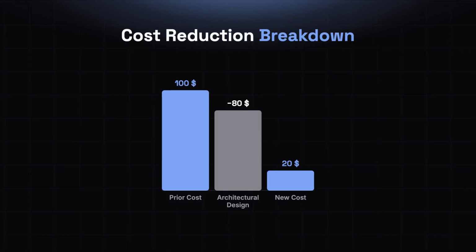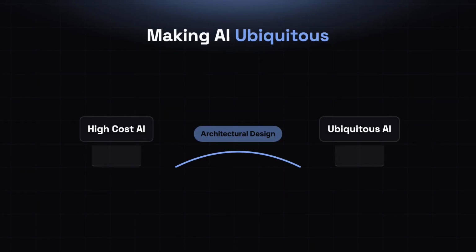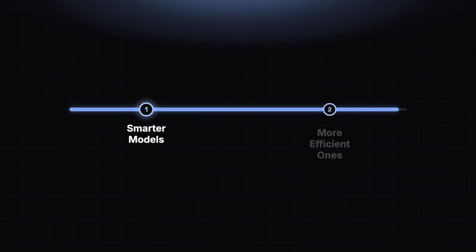This incredible reduction in cost, driven by clever architectural design, is a crucial step towards making advanced AI ubiquitous. It shows that the future of artificial intelligence isn't just about bigger models, but smarter, more efficient ones, pushing the frontier of what's possible within our digital systems.